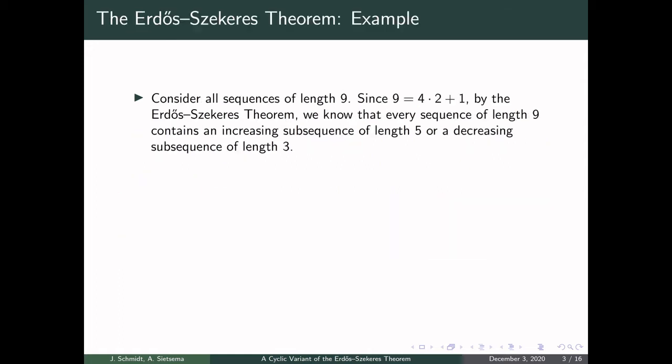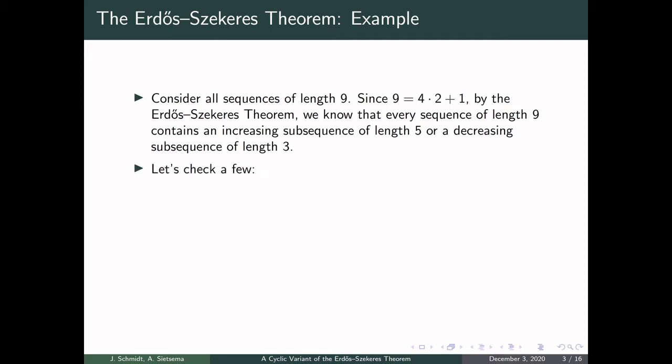Now, for an example, we'll think about sequences of length 9. We know that since 9 is equal to 4 times 2 plus 1, by the Erdos-Szekeres theorem, every sequence of length 9 contains either an increasing subsequence of length 5, which is 4 plus 1, or a decreasing subsequence of length 3, which is 2 plus 1.